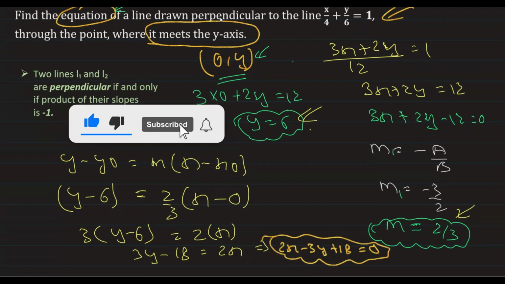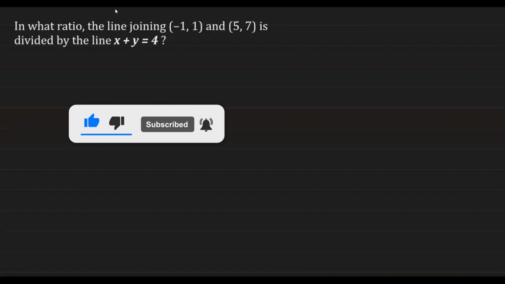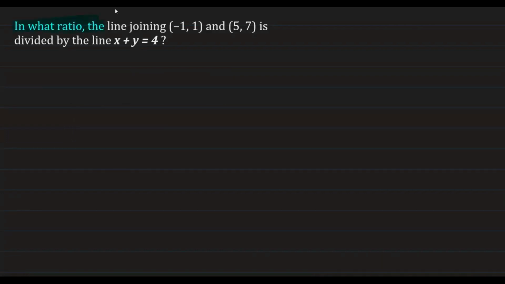Now let's move to the third question. The next question says, in what ratio is the line joining minus 1, 1 and 5, 7 divided by this line, which is represented by the equation x plus y is equal to 4. So let's say I take 2 points, A and B, whose coordinates are given. A is minus 1, 1, and B is 5, 7.